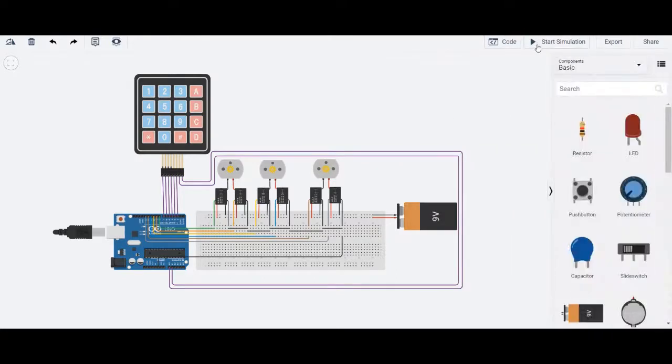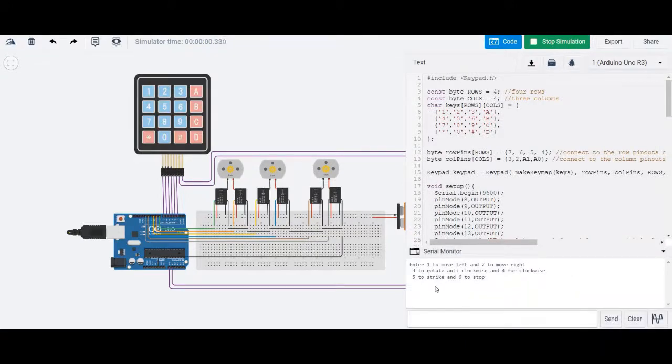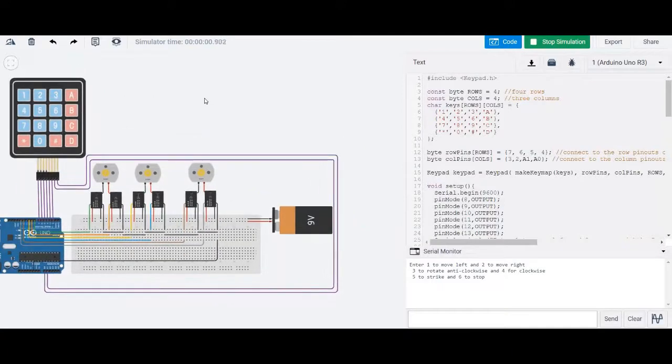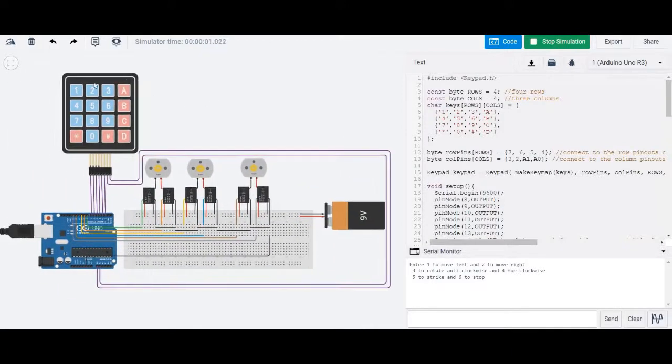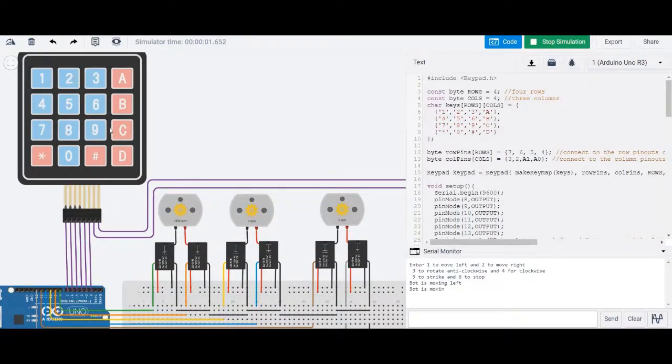Now I'll start the simulation. So the simulation has started. Here we can see the message which we need to look at to make our model work. If we press 1, the motor rotates in the left direction. The message can be seen here. If 2, then the motor starts to rotate in the right direction, which is the movement of the bot.